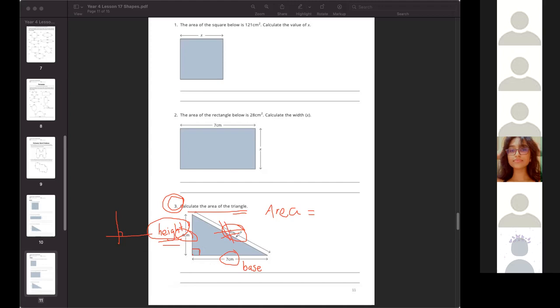It's unnecessary information. So area would be 7 centimeters multiplied by 4 centimeters, the height, and divide your answer by 2. Over here, 7 times 4 is 28 centimeters square. Why square? Centimeter times centimeter, so you have 2 times centimeter there. Divide by 2, and here 14 centimeter square.